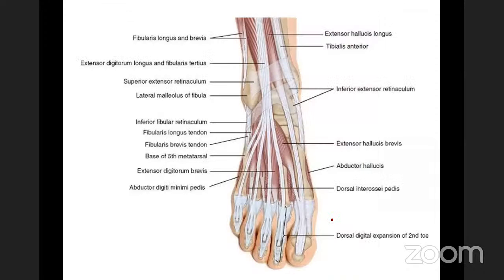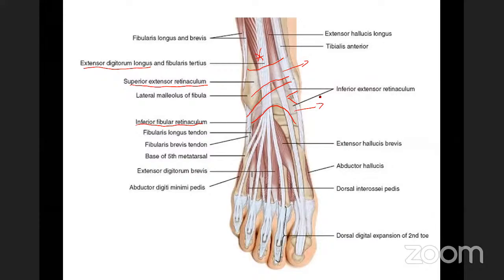So what you're seeing is the tendon of extensor digitorum longus. Now this thickening you're seeing here is called the superior extensor retinaculum. It is nothing but a thickening of the deep fascia. You have one more thickening here which is Y-shaped. This thickening is the inferior extensor retinaculum. So superior extensor retinaculum, Y-shaped inferior extensor retinaculum.